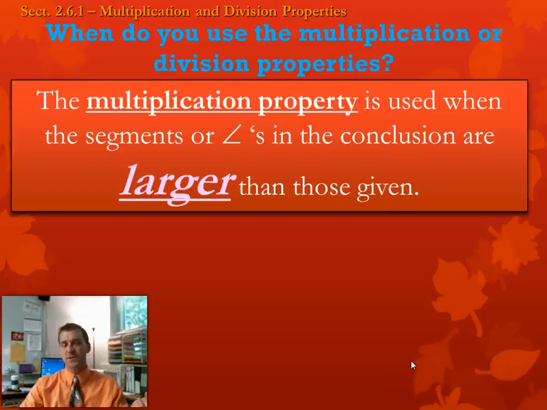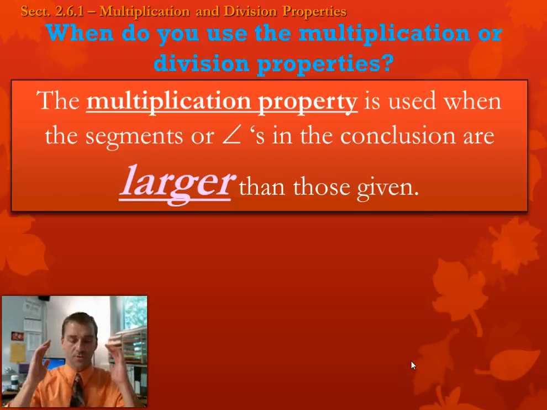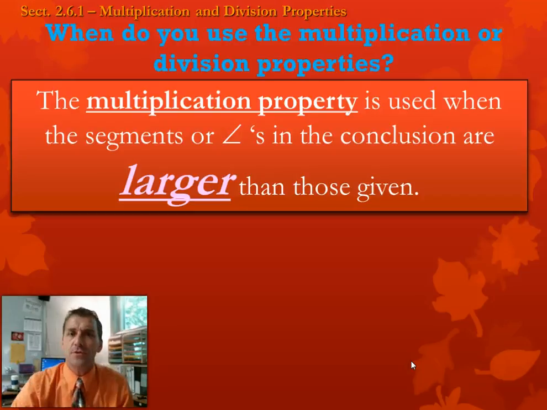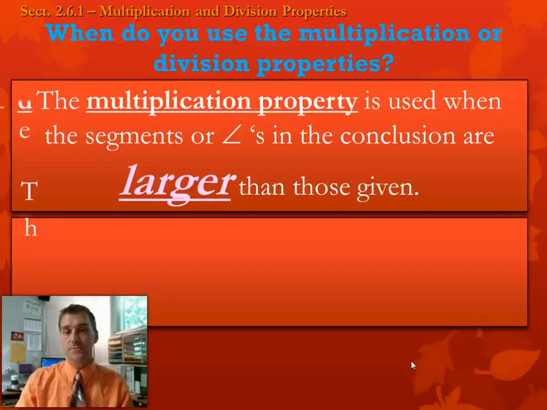Because remember, we talked about this with addition and subtraction. Yes, addition is if you're concluding something bigger. Yes, subtraction is if you're concluding something smaller. But it didn't matter whether there's double use of midpoint, bisect, or trisect. So, and the last thing is this. Well, second to last thing.